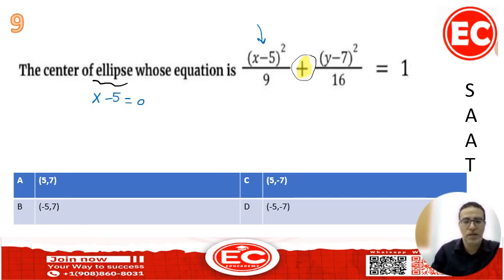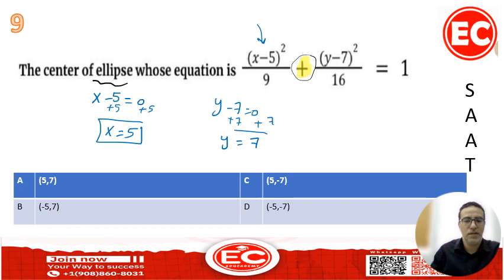If you don't know what I mean by changing the sign, just write down the equation x minus 5 is equal to 0. So you add 5 to the left and to the right, so x is equal to 5. And y minus 7 is equal to 0. By adding 7 to the left and right, y is equal to 7. So the center is (5, 7). Easily, if it's x minus, you take the number as a positive value. If it's x plus, you take the number as a negative value. This is regarding question number 9.